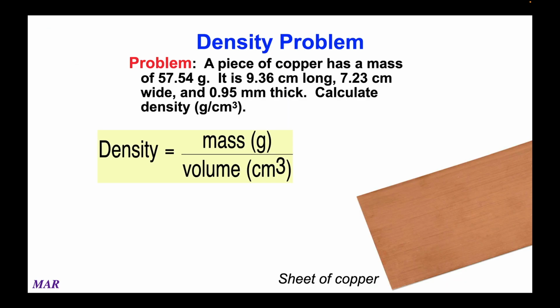Here's a problem where we can actually use density in some interesting ways. Let's say that we have a piece of copper. It has a mass of 57.54 grams, and our piece of copper is rectangular. It's 9.36 centimeters long, it's 7.23 centimeters wide, and it's 0.95 millimeters thick, so not very thick. But let's say we wanted to calculate the density of the copper, and density is usually in grams per centimeter cubed or grams per milliliter, either way. Solids are usually measured in centimeters cubed for volume, and liquids usually have milliliters, but you can interchange them if you want to. That's not written in stone, but that's what usually happens.